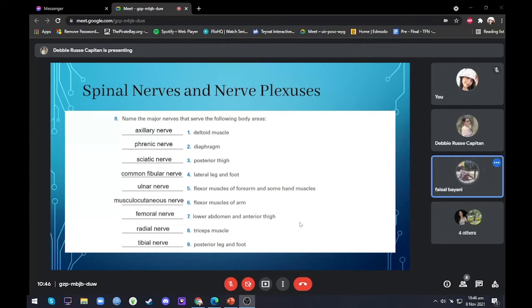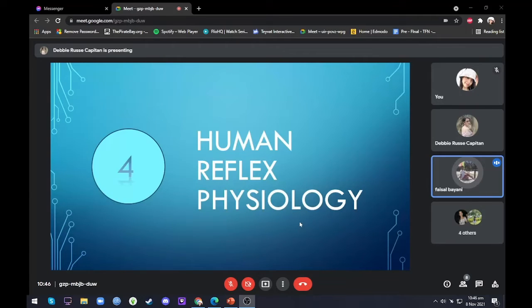Number 5. Flexor muscles of forearm and some hand muscles, the ulnar nerve. Number 6. Flexor muscles of arm, musculocutaneous nerve. Number 7, lower abdomen and anterior thigh, femoral nerve. Number 8, triceps muscles, radial nerve. And number 9, posterior leg and foot, the tibial nerve.